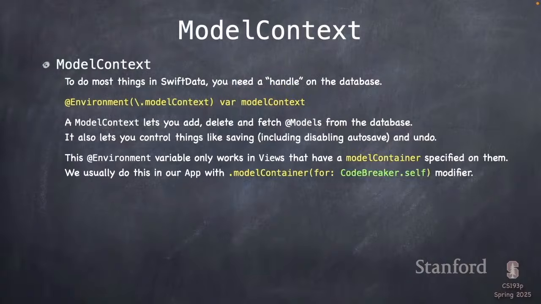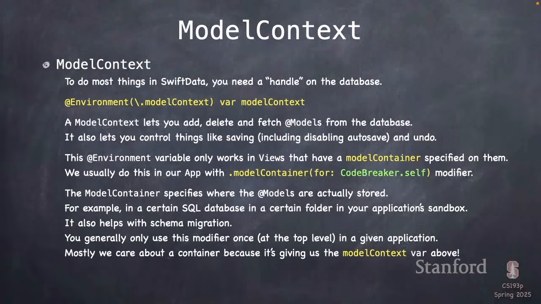But this environment variable is only going to work for views that have a ModelContainer set on them. And the ModelContainer is also an environment-like thing. You don't access it with @Environment. You access its context with the @Environment. But this ModelContainer controls all the stuff about where this thing is stored on disk. Is it a SQL database, or is it some other kind of storage mechanism, which it can be. We rarely have it be that, but it can be. Is it on disk even? Maybe it's in memory only. So this container is controlling all that information. It also controls things like schema migration.